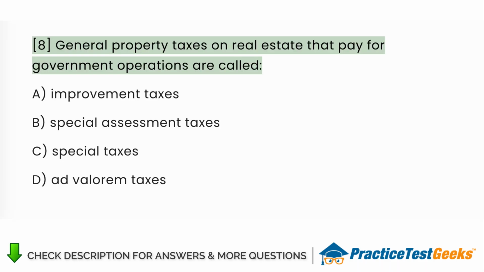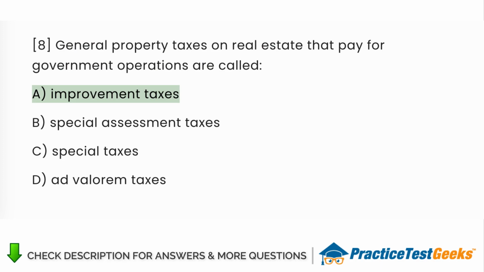General property taxes on real estate that pay for government operations are called A. Improvement taxes. B. Special assessment taxes. C. Special taxes. D. Ad valorem taxes.